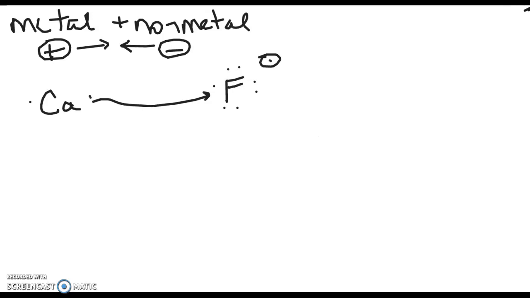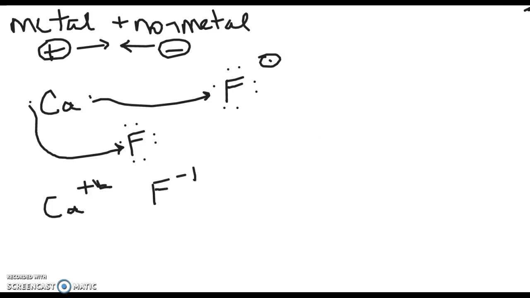But calcium still has this other electron, so we're going to need a second fluorine to be able to satisfy that calcium. This fluorine also has 7 valence electrons, so that second valence electron from calcium will be transferred to the fluorine. Now we have a calcium ion that has a charge of positive 2 with that noble gas notation. And we have 2 fluoride ions, each with a negative 1 charge.